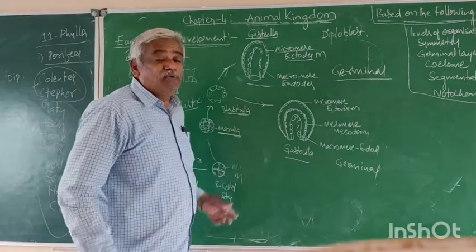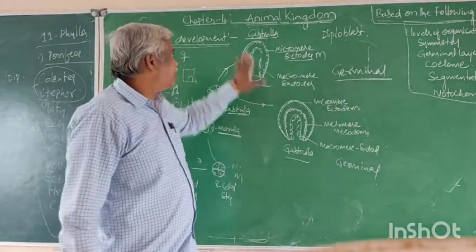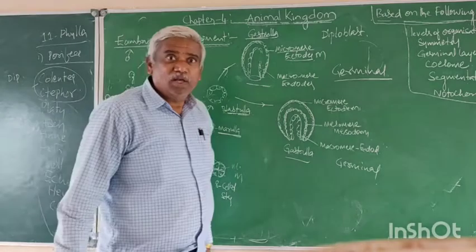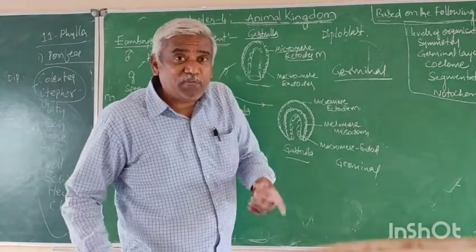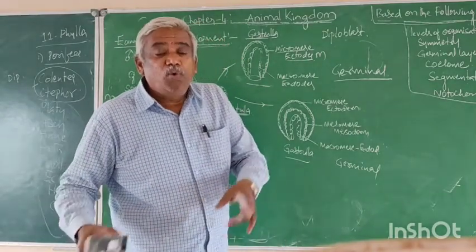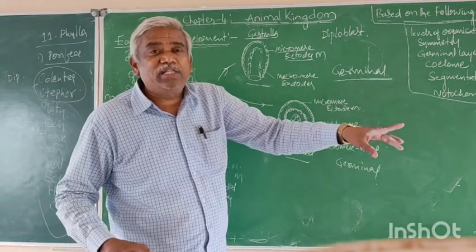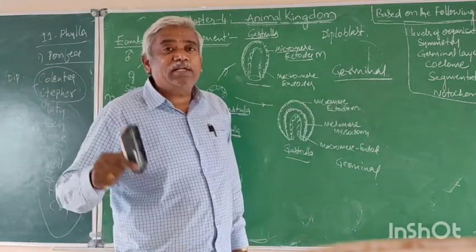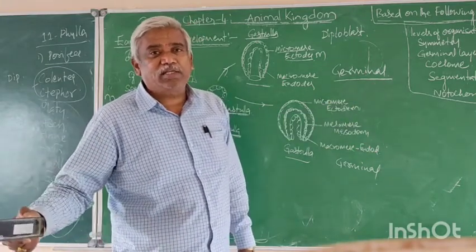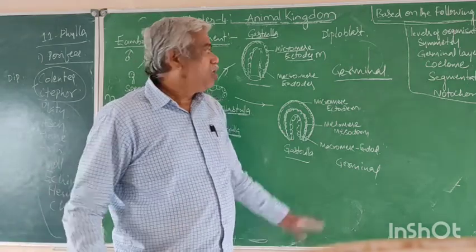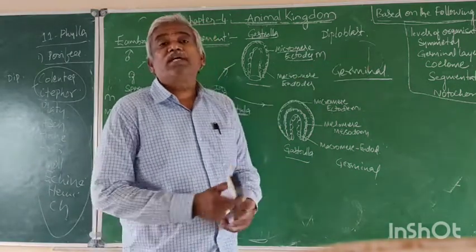Among these three, which stage contains germinal layers? Gastrula. But some gastrulas have two layers and some have three. Those containing two are diploblastic, and those containing three are called triploblastic. Now come to the next one.